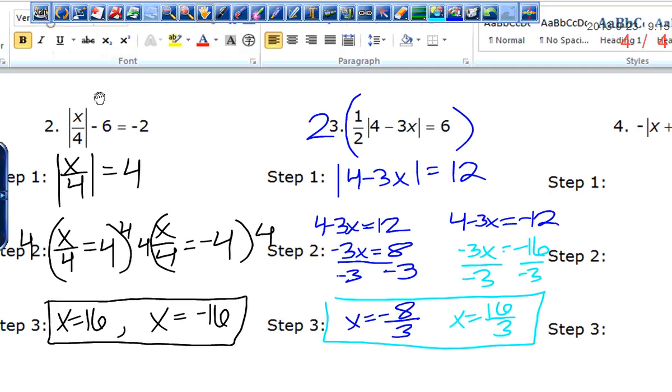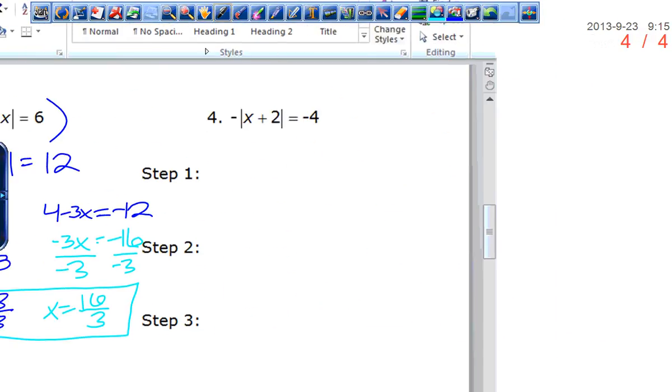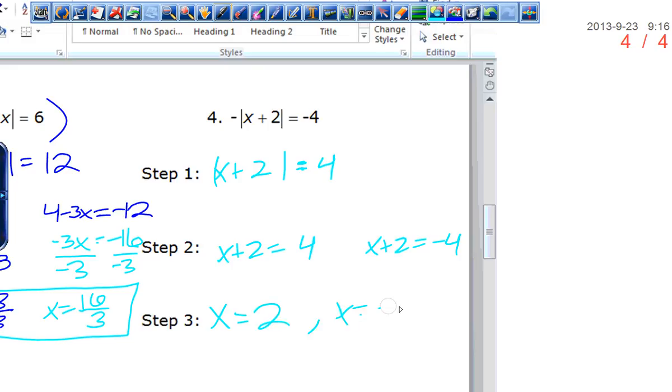All right, number 4, you should have gotten 2 and negative 6. Is that the answer? Yeah. So divide by negative first. That's going to give me x plus 2 equals 4, because we divide by negative to get rid of that negative in front. Then I'm going to say x plus 2 equals 4 and x plus 2 equals negative 4. Be sure that we remove the absolute value bars when we rewrite it. I see some people not doing that. The last thing is I'm solving. So I subtract 2 from both of them. So x equals 2 and x equals negative 6.